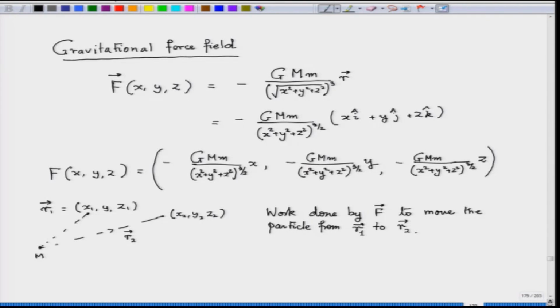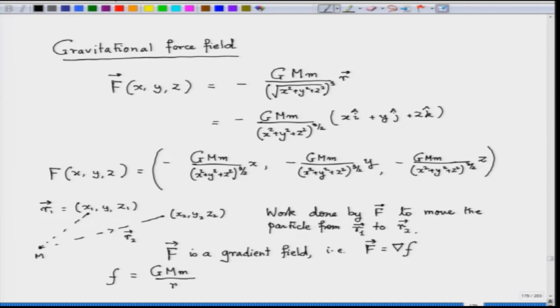Now, how do I calculate this? It is very important to understand that the gravitational field is a gradient field, F is a gradient field. That is, F itself is the gradient of some function f. So, what is that function f? f is actually G m M by r.